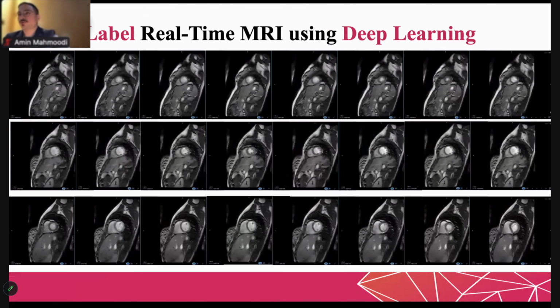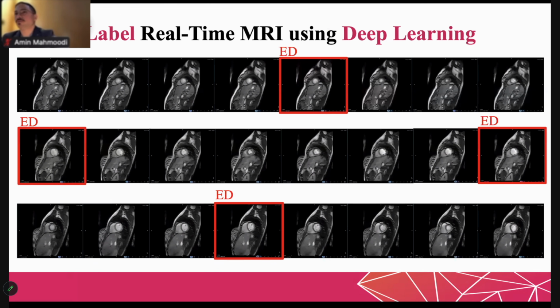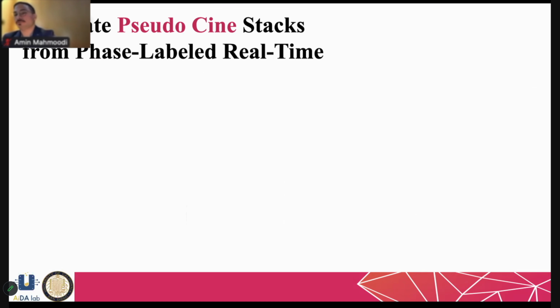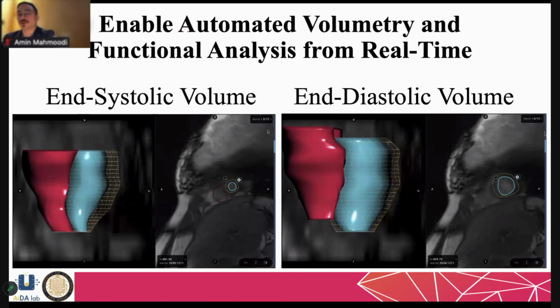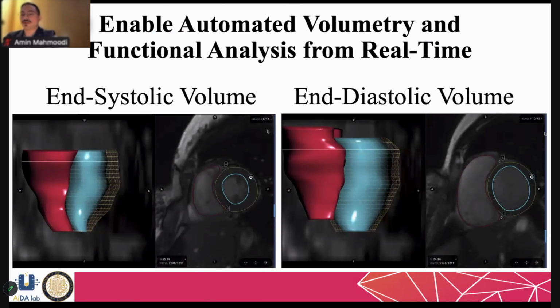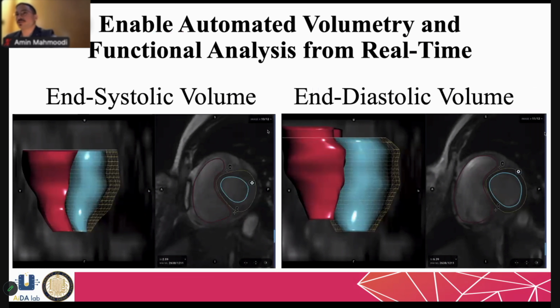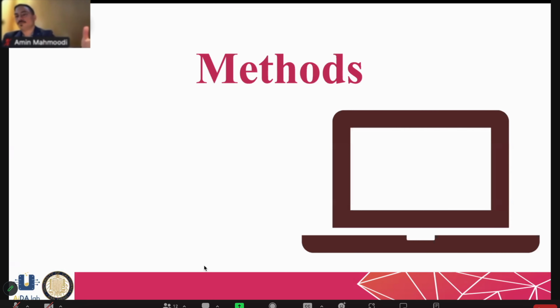So here are 3 slices of a real-time data set. We can use a deep learning network, for example, to see exactly where the end diastolic phase is. And once we figure out where that phase is, we can stack those volumes to create a pseudo-cine. And for that, we can then use automated measurements such as ARDRIS here that can allow us to see the volume and the function of the heart using the stack that we've created. How do we go about doing this?